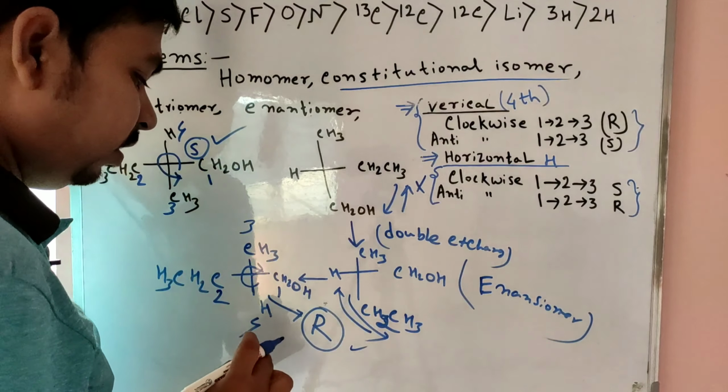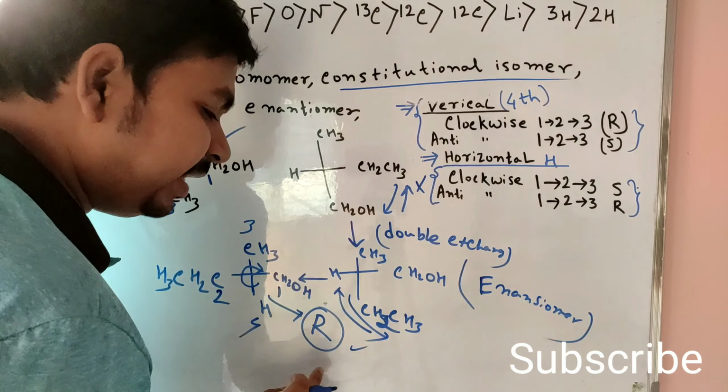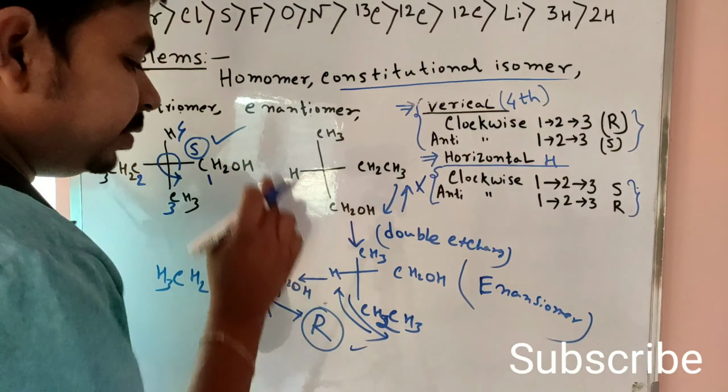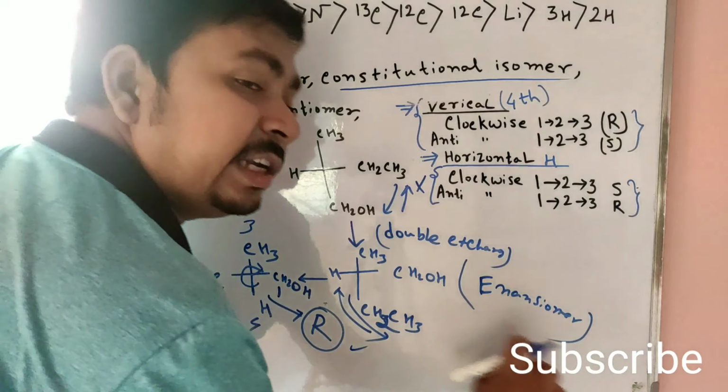Here, when we follow the double exchange, S converts and we get the R isomer. So S to R, these two stereo centers have changed. So here it is the enantiomer relationship.